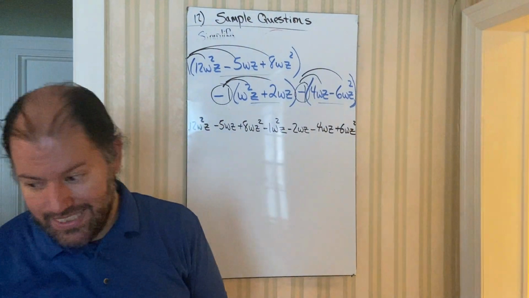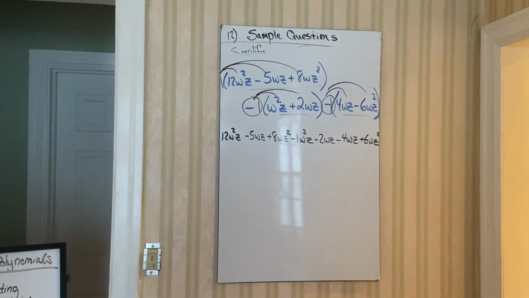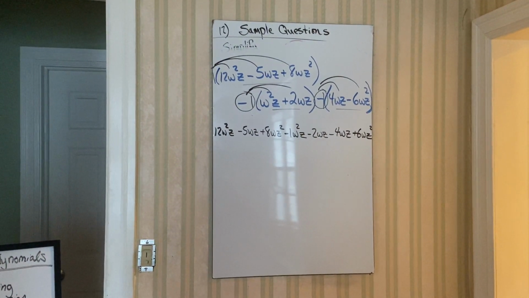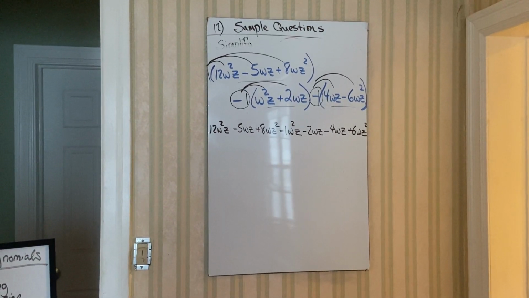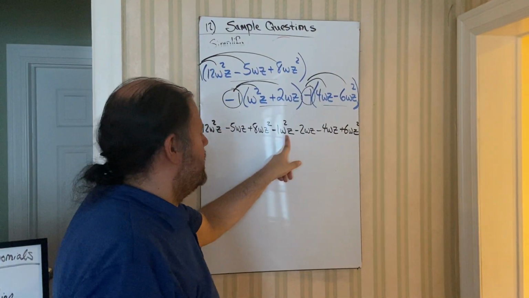Okay, lots of letters. So let's pair them off. How do we do that? Start alphabetical. So we know we have w's and z's. So let's start with w's. Look for your highest exponent. So we have a w squared here and a w squared here.